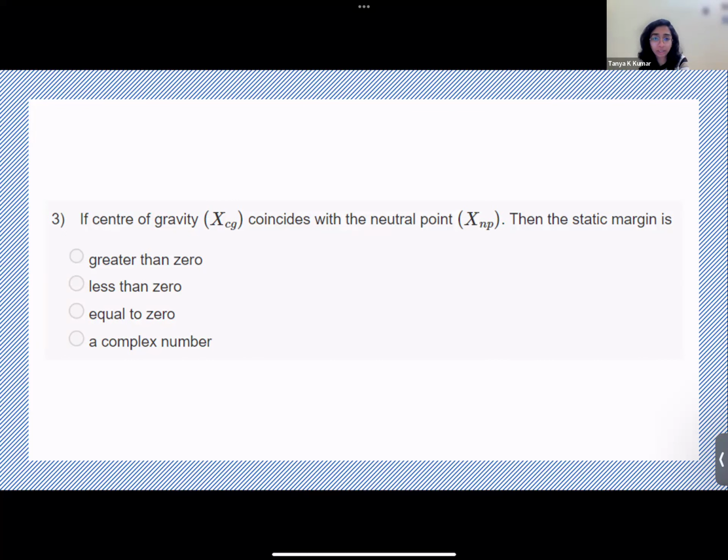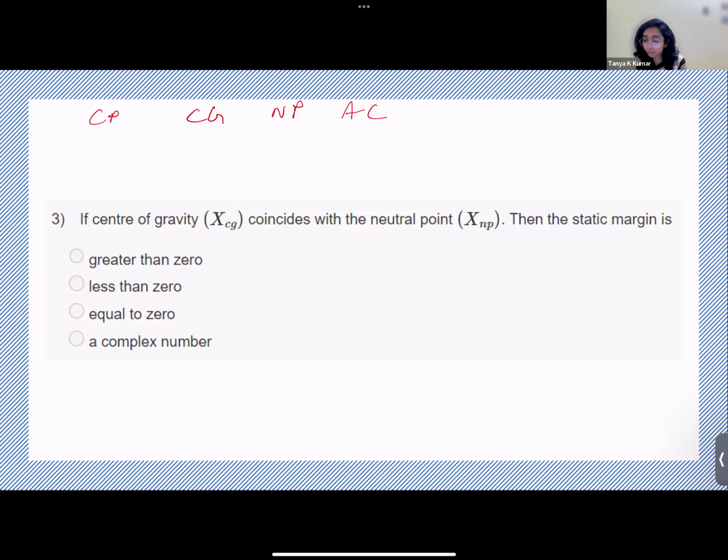Okay, so if the center of gravity coincides with the neutral point, what will the static margin be? So what is static margin? Distance between CP and CG. Okay, so there are several such points. Let's just discuss all of them. CP is one, CG is one, neutral point, then you have aerodynamic center. Any other such points of reference?